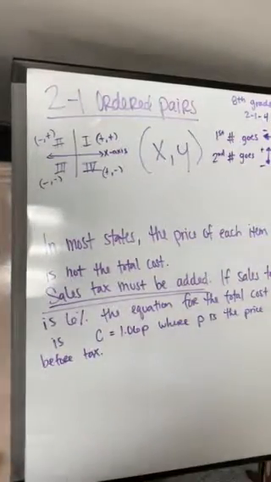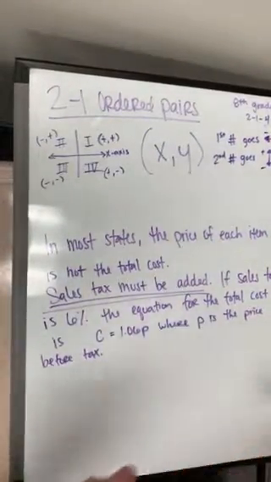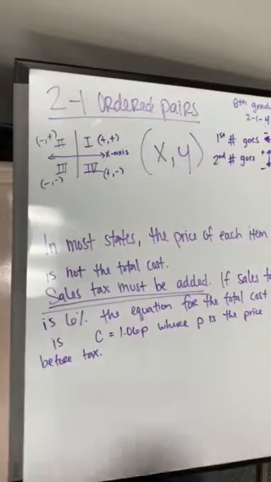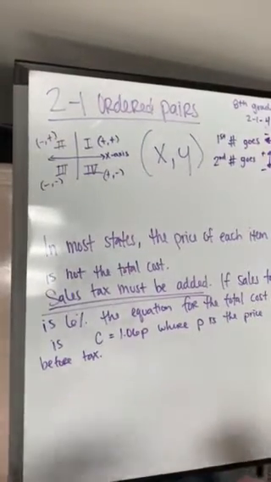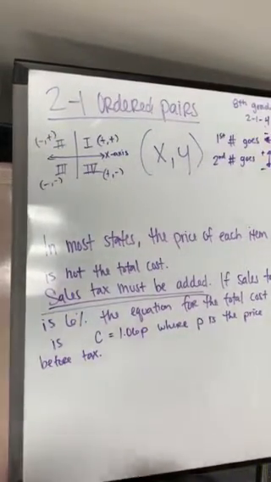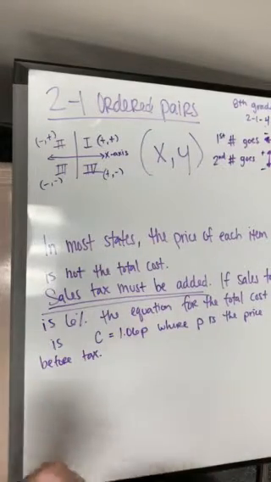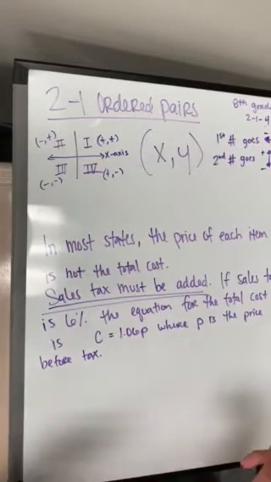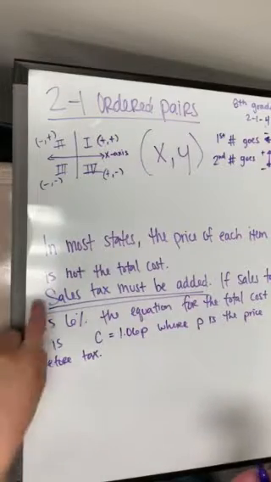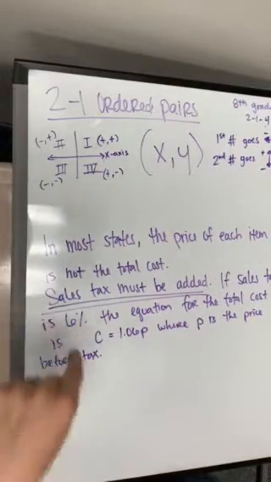This is a lot of fun because it's talking about sales tax, and it's something that we all have to deal with, and so understanding it is a lot of fun. It says, in most states, the price of each item is not the total cost. We know that here because you can't just take $1 to the store and buy something that's $1. You have to have money for that sales tax. So sales tax must be added.